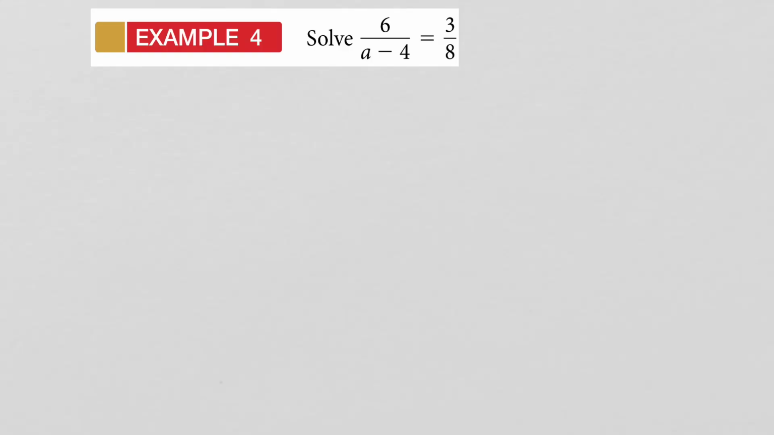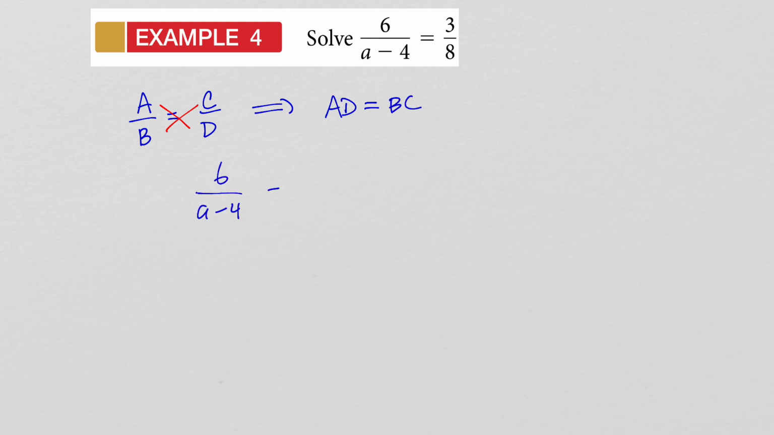Now our next example is an example of a rational equation. So this is when we have fractions involved. And this particular equation is kind of special. If I have two fractions equal to each other, we know that this means that the cross products are equal. So if I multiply a times d, that must be equal to b times c. So we can use this property to help us solve this equation.